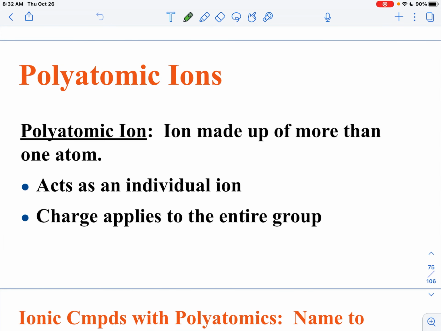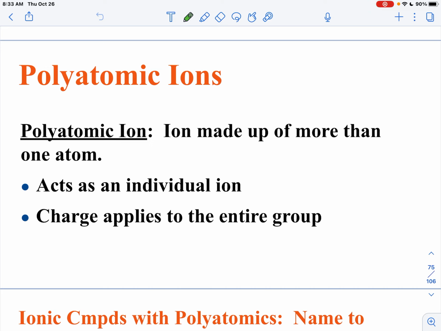In this video, I'm going to talk about how to name an ionic compound with a polyatomic ion. It is pretty similar to naming a simple binary compound, and it is very easy if you know your polyatomics. If you do not know your polyatomics, I suggest you really take the time to learn them, because it is very crucial, or you will continue to struggle with this particular topic.